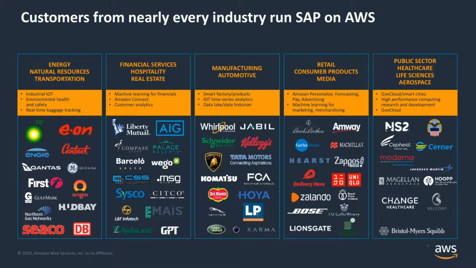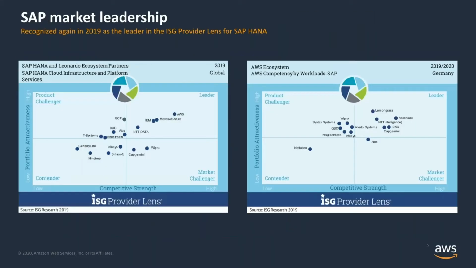Lockheed Martin, as you might already be aware, is an aerospace and defense company. And so security is a top priority for them, and they are able to run their SAP system on AWS. And finally, this is an ISG provider report showing that AWS is the best platform for hosting SAP HANA workload.